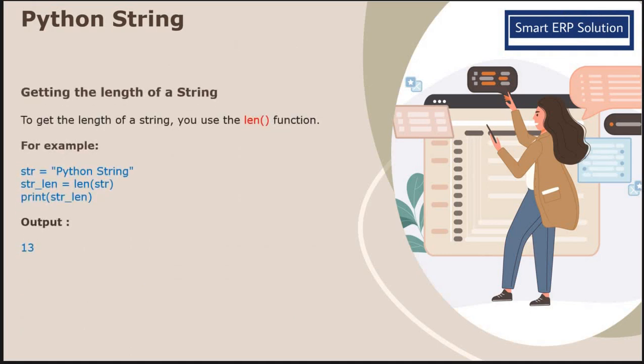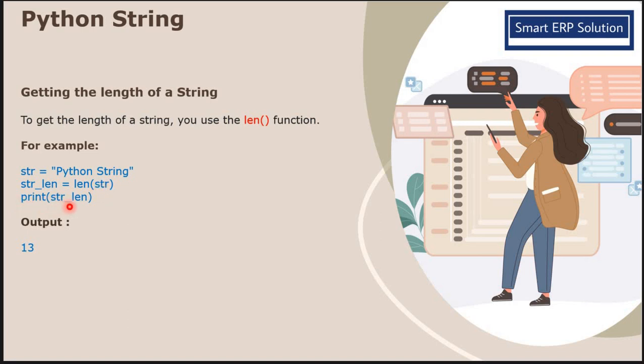Getting the length of a string. To get the length of a string, you use the len function. For example, str equal to "Python string" within the double quotes. str_len is equal to len(str). Here you can pass the variable name within the brackets of len. You need to pass the variable name as a parameter.